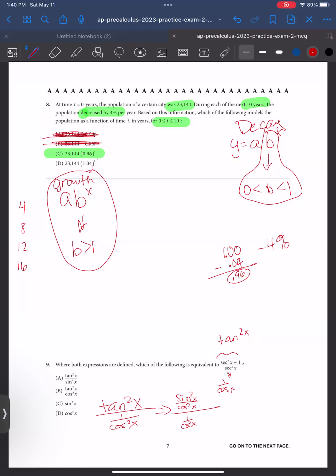Why do you have to rewrite it? Because I'm trying to simplify it, right? I'm trying to get it so that I can match one of these options that they give me.